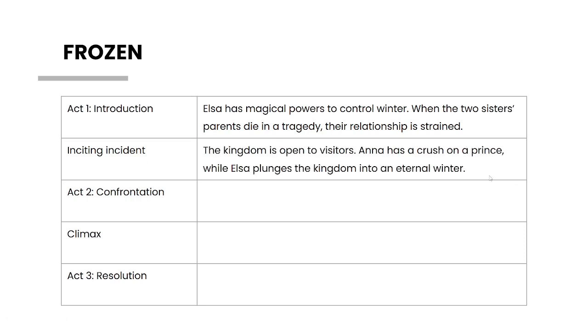So we have that inciting incident. Along the way, we have a second subplot, which is Anna has a crush on the prince. Okay, so what happens throughout the story? What is the rising tension? What's the confrontation?